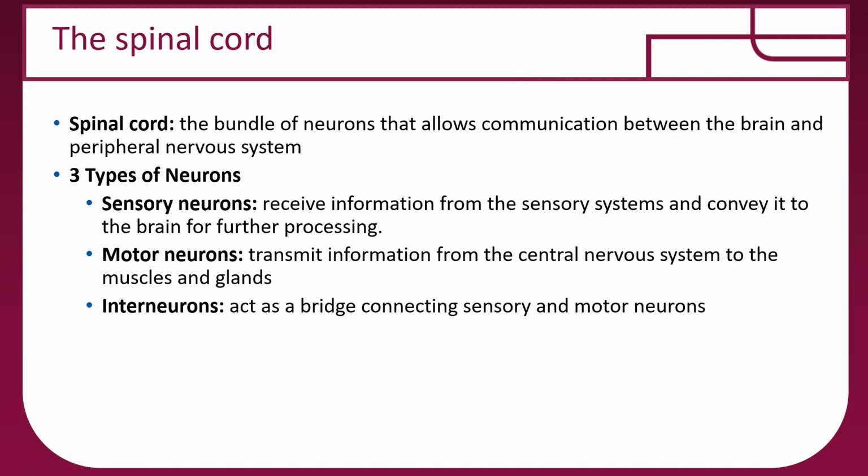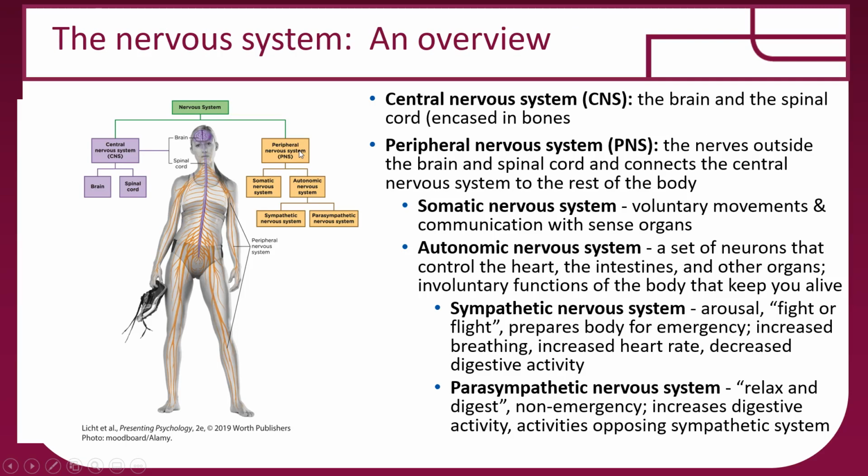All right, let's talk briefly about the spinal cord. The spinal cord is actually a bundle of neurons that allow communication between the brain and the peripheral nervous system. I'm going to go back here just to show you. Here's your spinal cord, and it's connecting all of these peripheral nerves. They all end up going into your spinal cord, and the spinal cord is a big collection of nerves that goes up to your brain. And then your brain can send messages down through the spinal cord and then out towards your body.